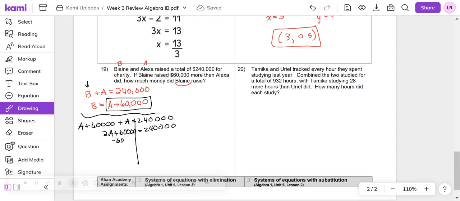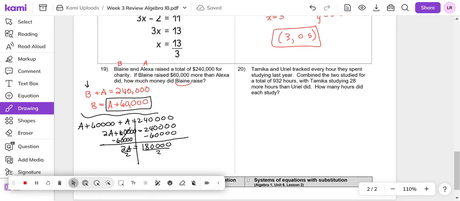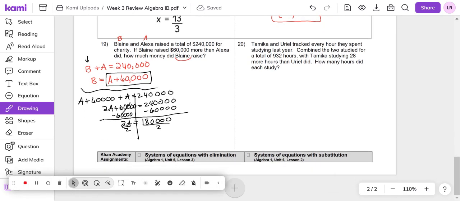I'm going to subtract 60,000 from both sides. And I'm going to end up with 2A equals 240,000 minus 60,000 is 180,000. Divide that by 2. And I'm going to be getting the answer for Alexa here. Alexa raised $90,000.